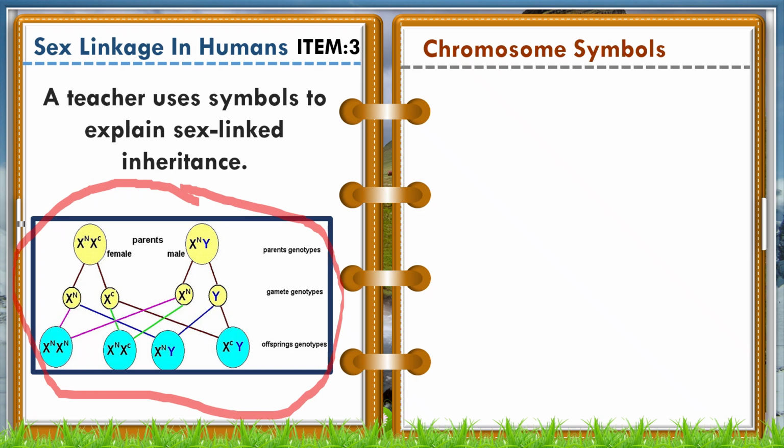which is showing a female with XX. One of the sex chromosomes has a normal gene, and another sex chromosome has a colorblind gene. Then we have the parent, who is a male. He has the X chromosome with a normal gene, and they are going to cross to get offspring.